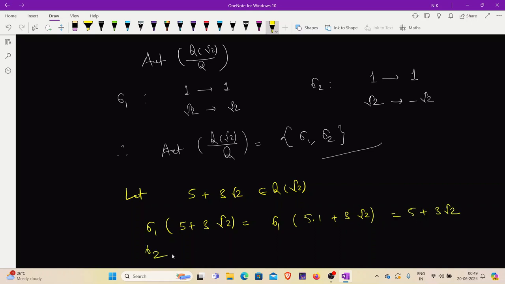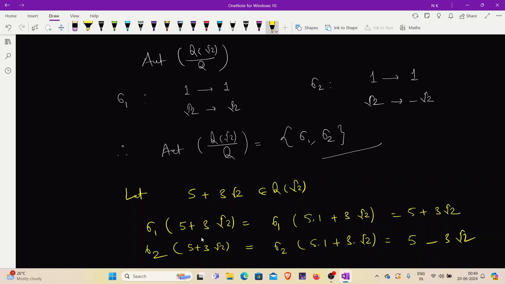And if I apply sigma 2 on this element 5 plus 3√2, then you can easily identify that this is sigma 2 of 5 into 1 plus 3 into √2, and 1, √2 is a basis. So sigma 2 applies on the basis: 1 maps to 1, √2 maps to minus √2. So the image of this element will be 5 minus 3√2. So you can easily tell that 5 plus 3√2 is a fixed element of Q(√2) under sigma 1, but it is not a fixed element under sigma 2.